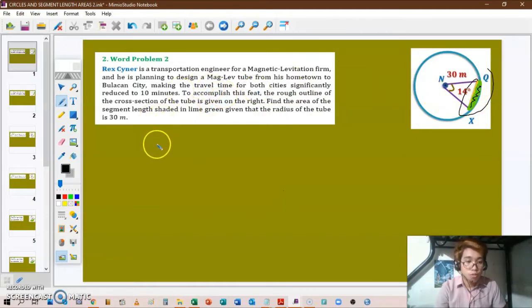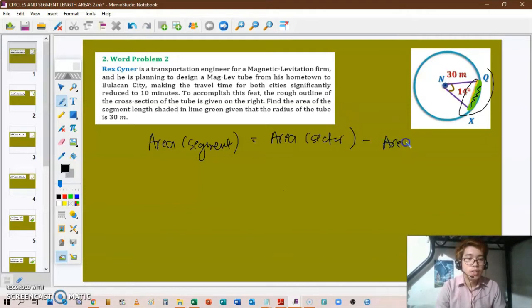Recall that to find the area of a segment, we have to first solve for the area of the sector, the entire area of this slice QX, and then subtract the area of the triangle. What triangle do we have here? We also have a triangle here, triangle NQX. So how do we solve for the area of a segment? We solve for the area of the sector, then the area of the triangle, and then we subtract their areas to get the remaining part.